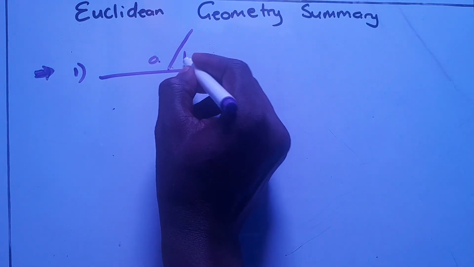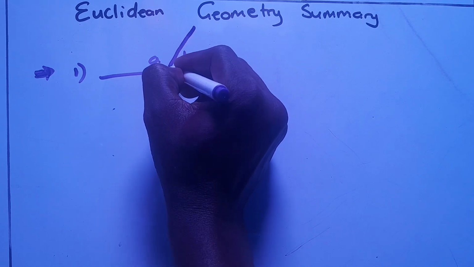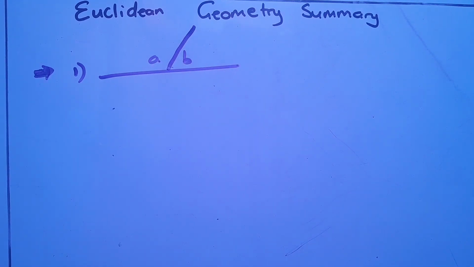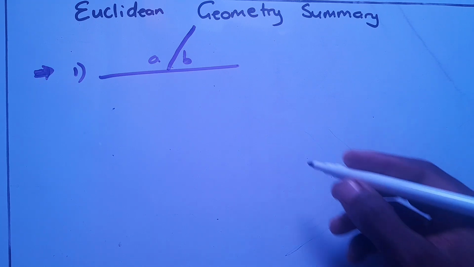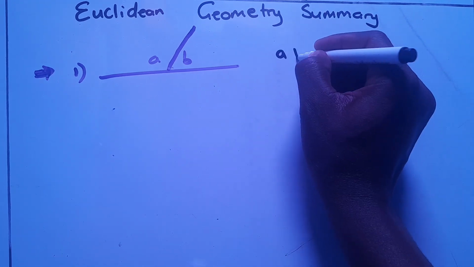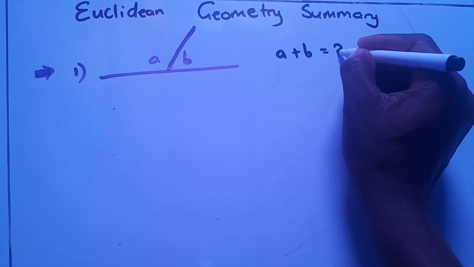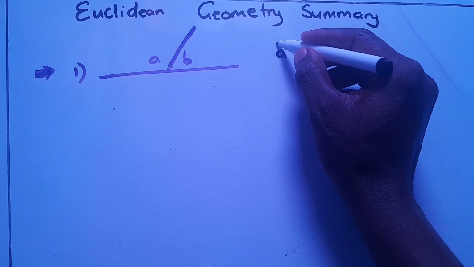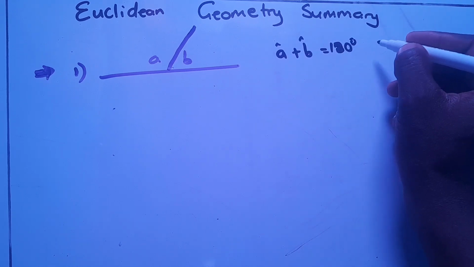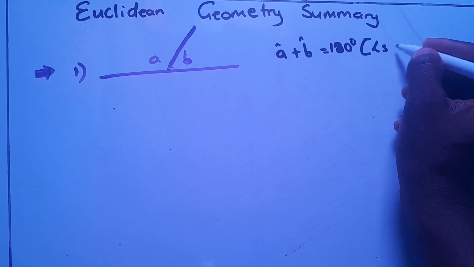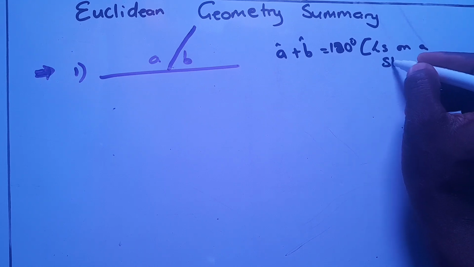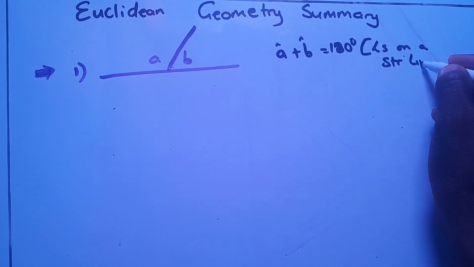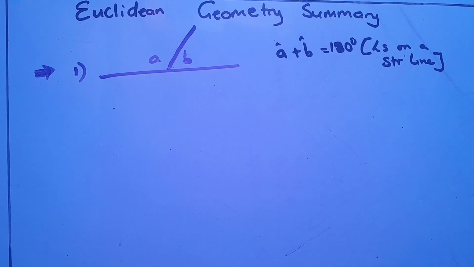So let's start here. Since this is the revision, I won't go too much into details, but I'm sure you have seen this before, right? So this is a straight line. We know that angles on a straight line always give us 180 degrees, right? So our angle A plus our angle B is equal to 180, and the reason being is angles on a straight line.